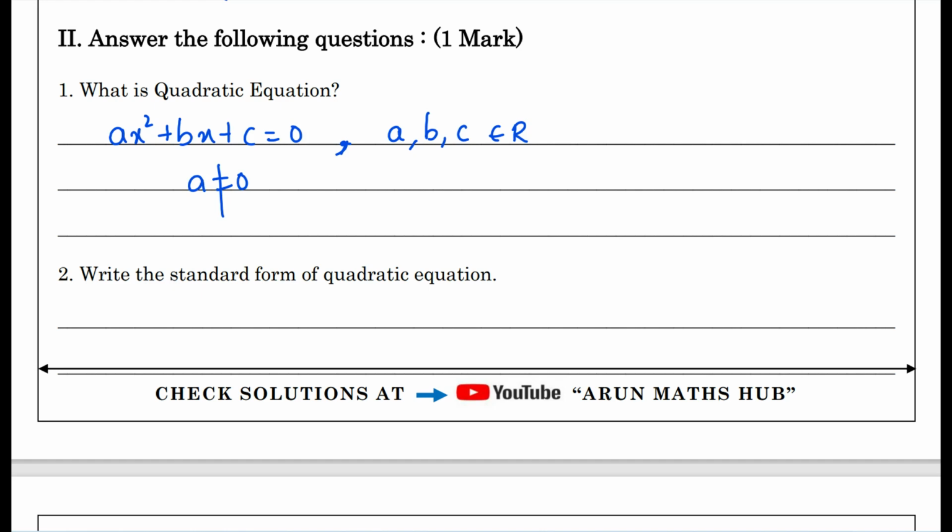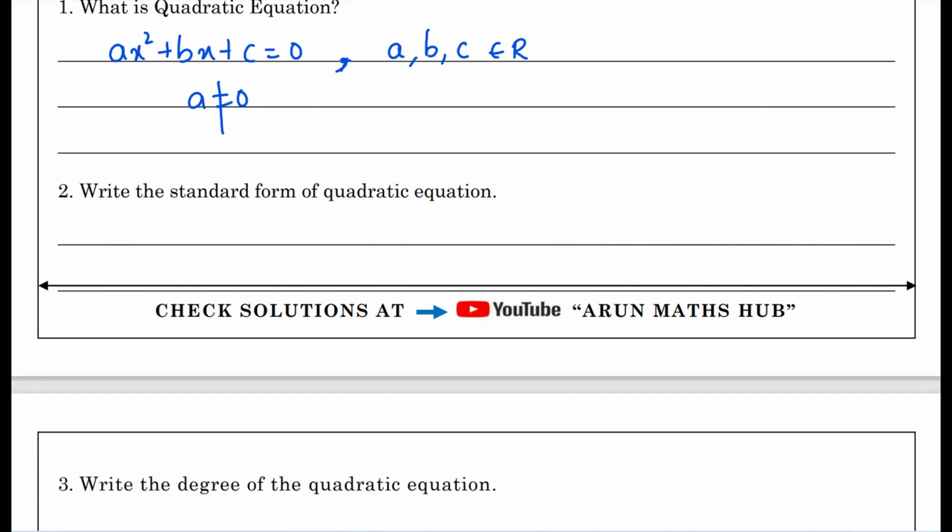A quadratic equation in variable x is of the form ax square plus bx plus c equals to 0, and a, b, c are real numbers, and the important condition is a is not equal to 0.